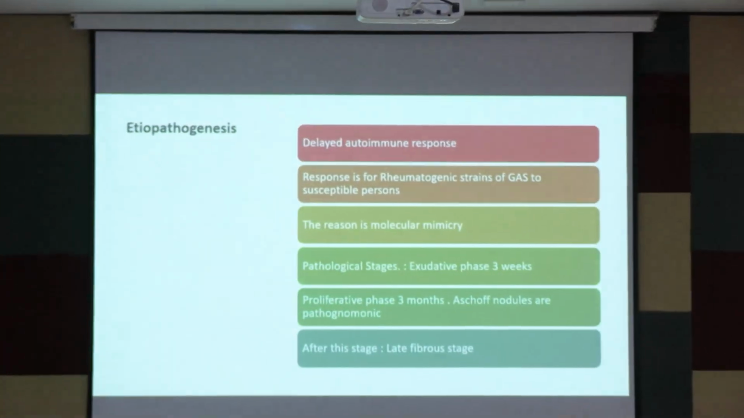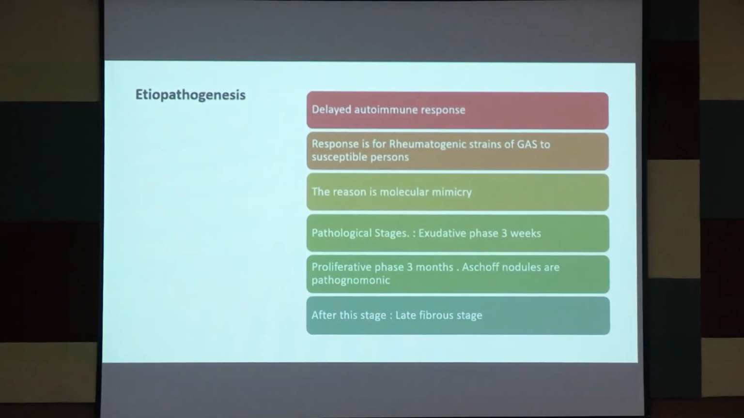Now there are pathological stages. There are 3 stages, just like all other inflammation. The first stage is the exudative phase: the swelling, edema, etc. Second phase, the proliferative phase. It means there is some fibrosis, and some conversion of the histiocytes known as Aschoff nodules, which will form, and Aschoff nodules are pathognomonic of rheumatic fever as far as pathology is concerned.